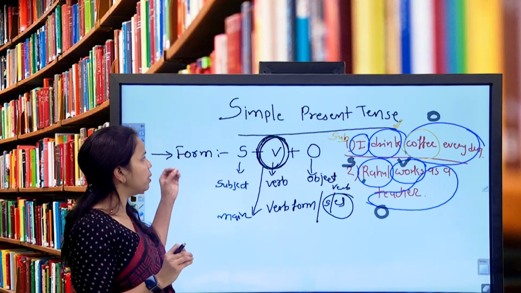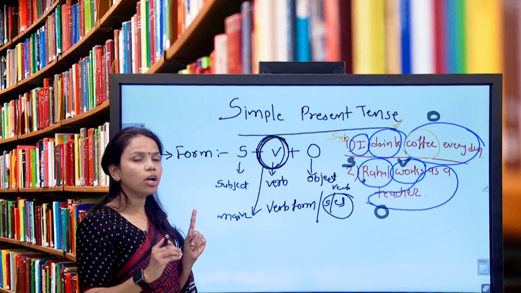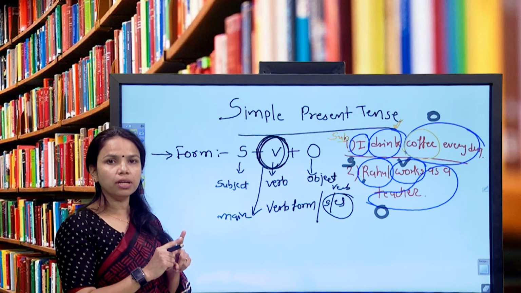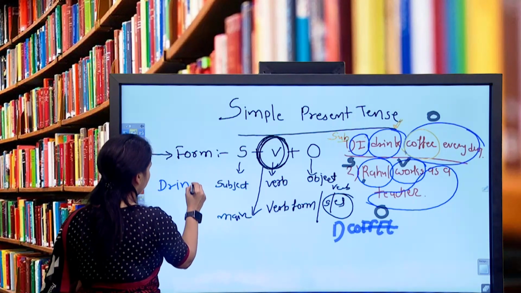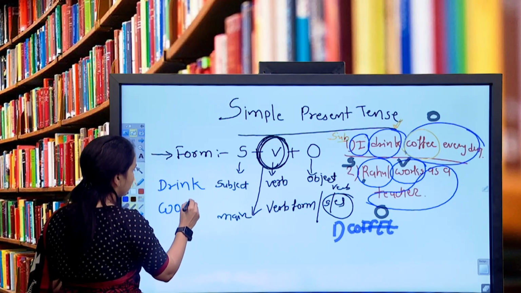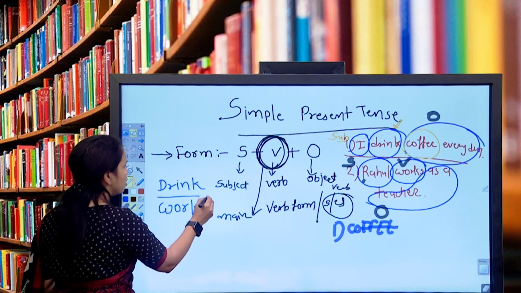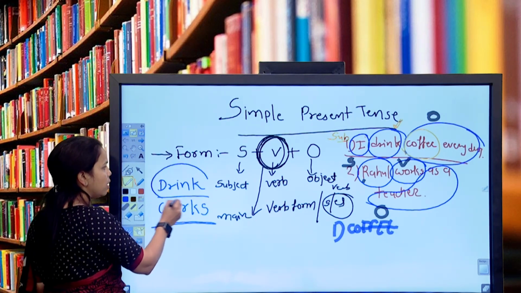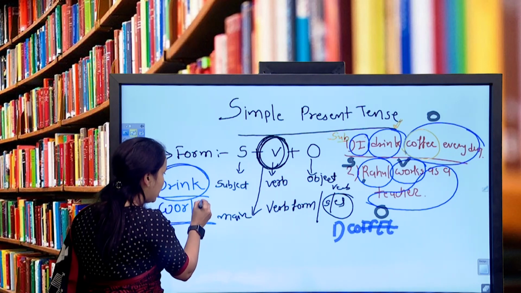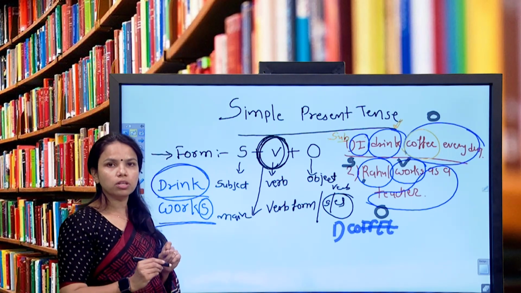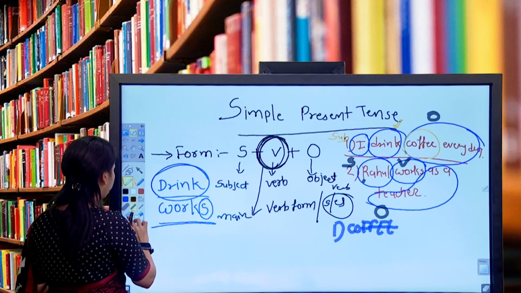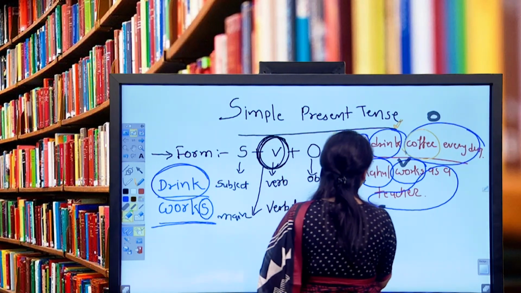Now in simple present tense: I drink coffee every day. And in the second sentence, the verb is works. So why is there a difference? Here it is only the main verb, and in this sentence we have used s after the main verb. So what is the reason behind it?